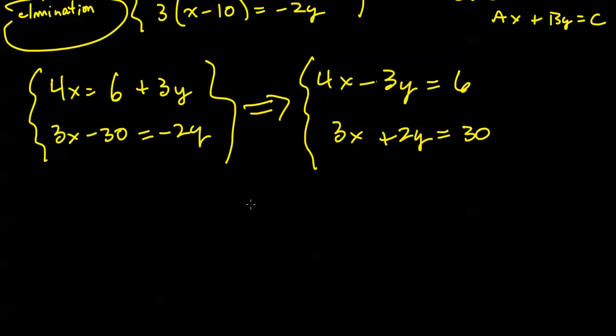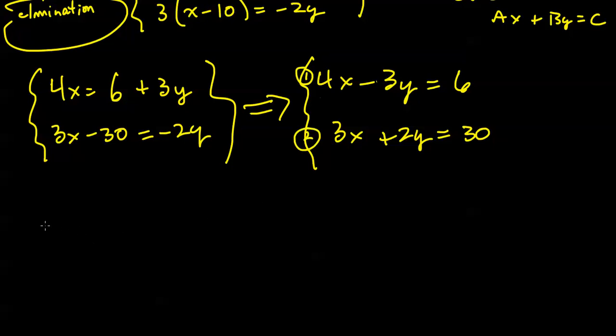Alright, I think I see what I'm going to do. I'm going to go for an elimination of the y variables here. Notice the signs are opposite. So if I can get the y variables to have coefficients that are equal in magnitude but opposite in sign, I'm going to be able to eliminate the y variable. I'm going to call this equation 1. I'm going to call this equation 2.